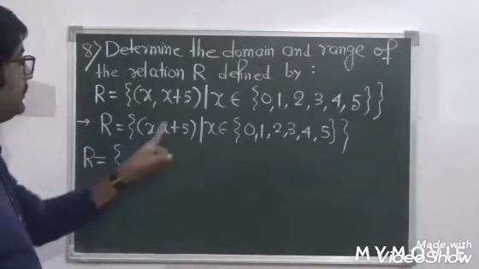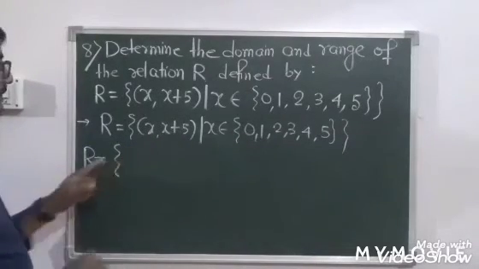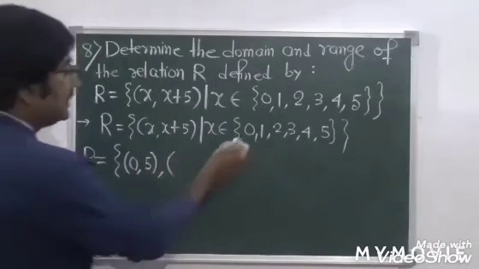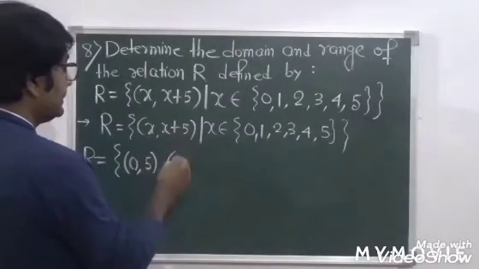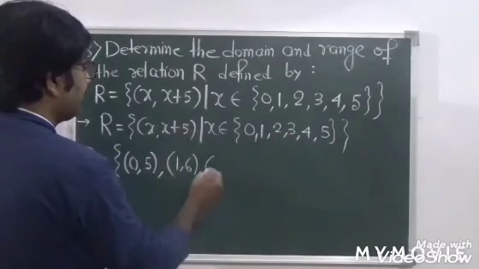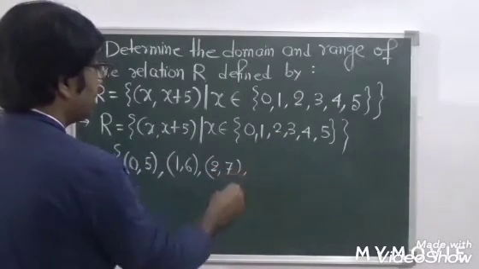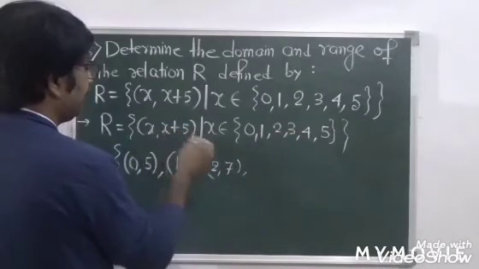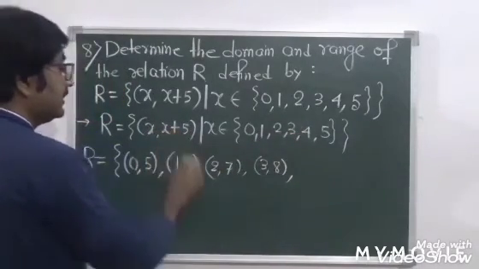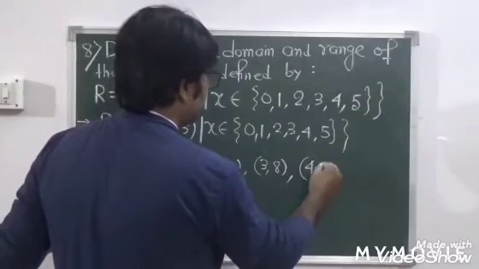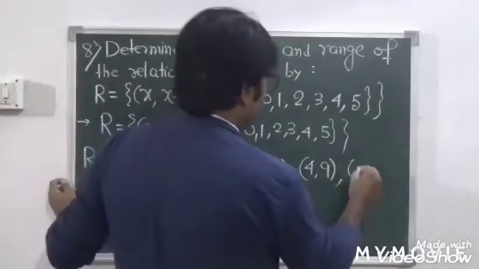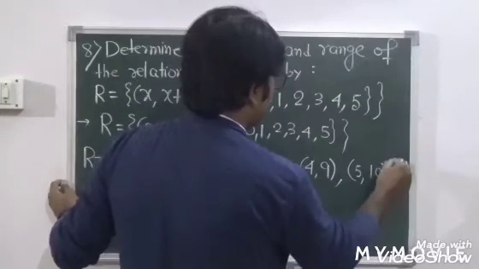Starting with 0, if we put 0 here, then it is 0 plus 5. So the first ordered pair is (0, 5). Then when x is 1, this is 6. So the next ordered pair is (1, 6). For 2, 2 plus 5 is 7. So next is (2, 7), with 3 and 8, 4 and 9, and finally 5, and 5 plus 5 is 10. So this is (5, 10).